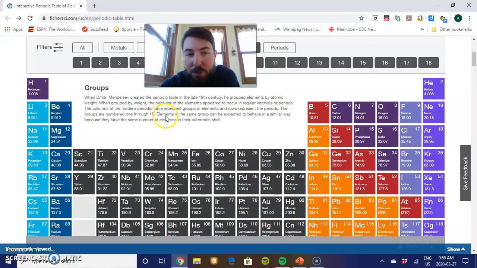Just one thing I wanted to point out here is it says elements in the same group can be expected to behave in a similar way because they have the same number of electrons in their outermost shell. So that's, again, just reinforcing what I was saying to begin with. That's about it, what I have to say about the families.